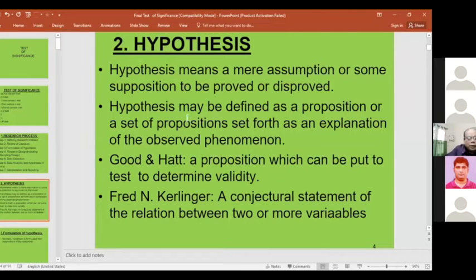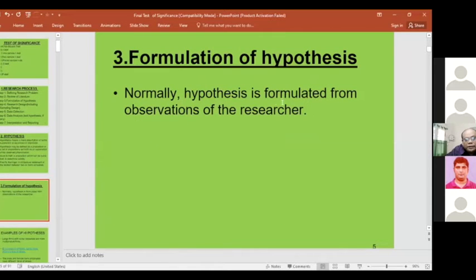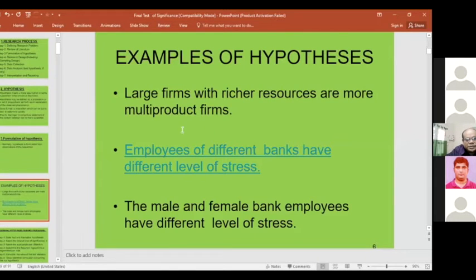So on what basis do you frame the hypothesis? Normally, hypotheses are formulated from the observations of the researcher or from prior knowledge, and you can frame it with your experience. The more the younger people wear colorful dresses, this can be a hypothesis. Another example of a hypothesis: large farms with richer resources are more multi-product farms.